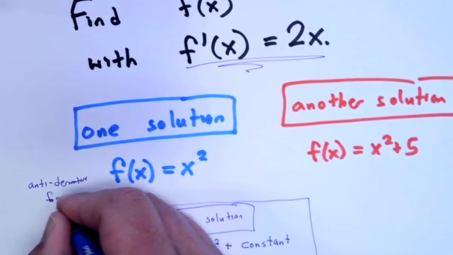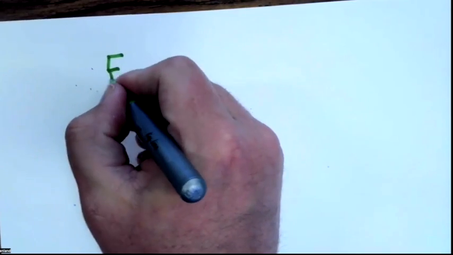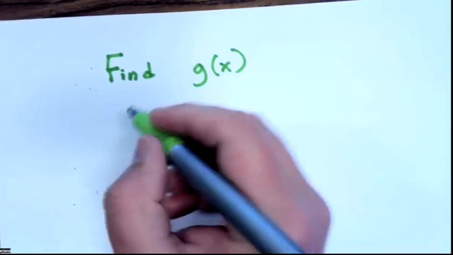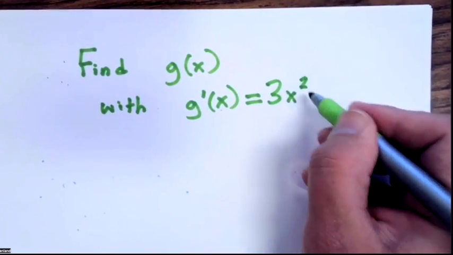Why is it called an antiderivative? Yeah, it's like the reverse derivative. You're not taking the derivative, you're thinking, what would I take the derivative of to give me this? Does that make sense? Let's do find g of x with g prime of x equal to 3x squared.